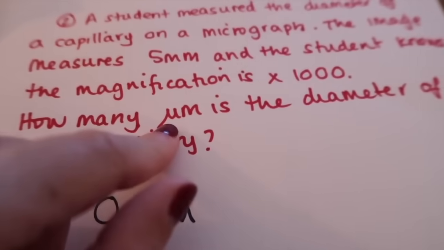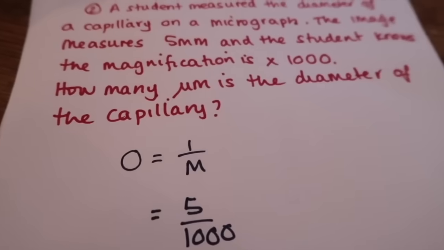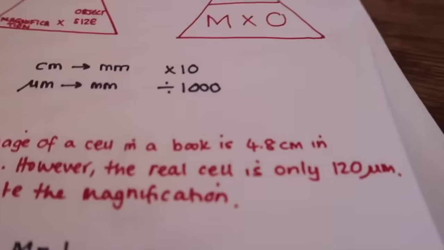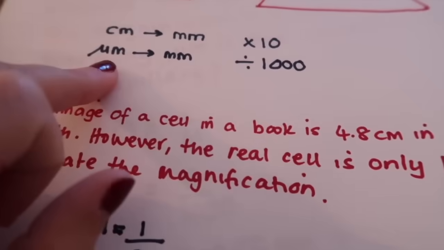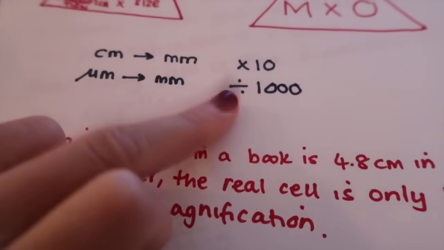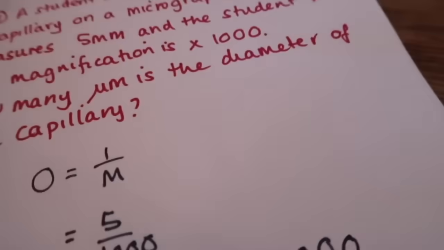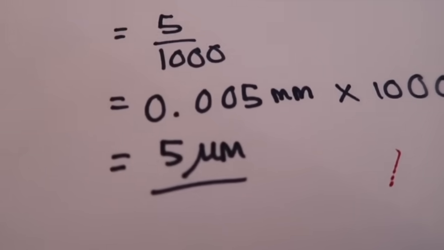However, it wants the answer in micrometers, so therefore we need to do the opposite of my conversion. So we're going from millimeters to micrometers this time. So obviously we need to do the opposite of dividing, which is times by 1,000. So that brings the answer to 5 micrometers.